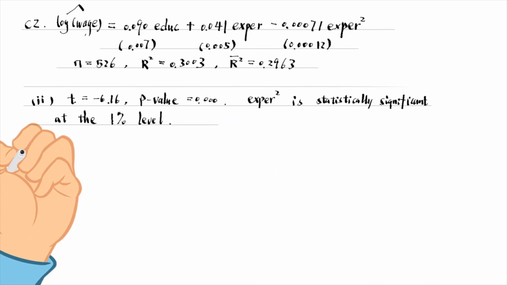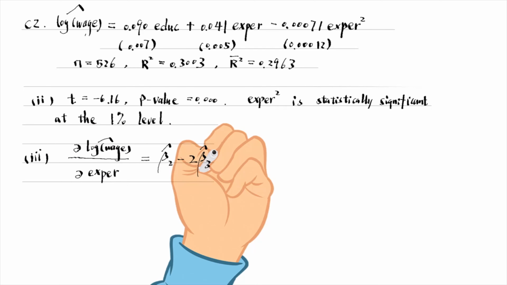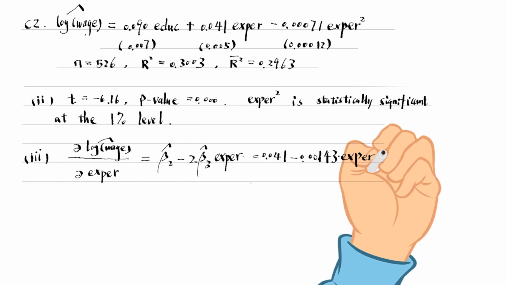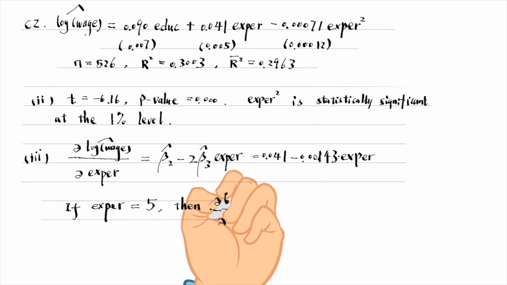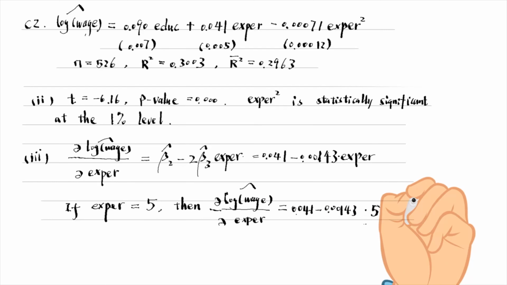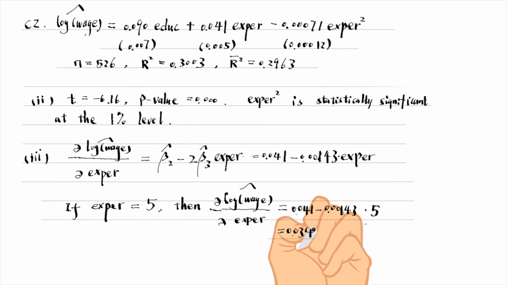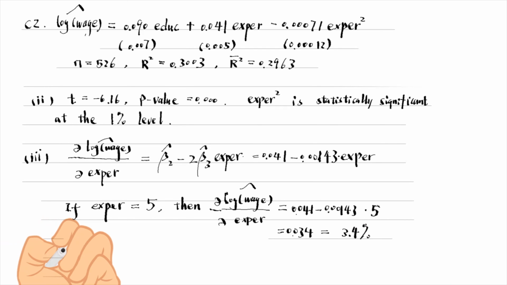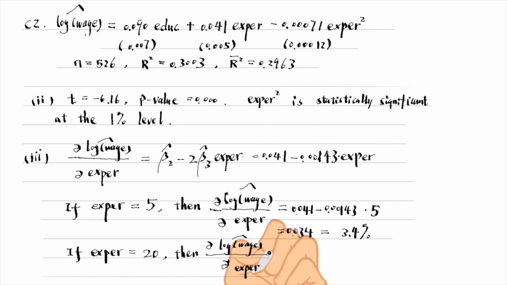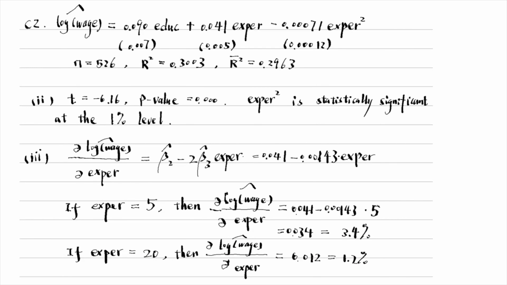For the third question, using calculus, we find the partial effect of experience on the log wage as a function of experience. Plug 5 into the function and we obtain the approximate return to the fifth year of experience, 3.4%. The fifth year of experience increases wages by around 3.4%, holding education fixed. Similarly, the 20th year of experience increases wages by about 1.2%.